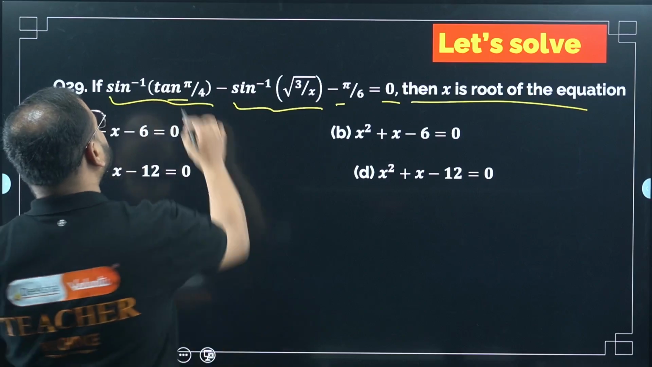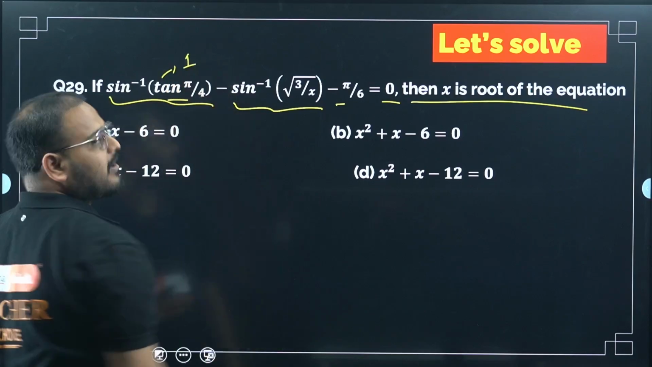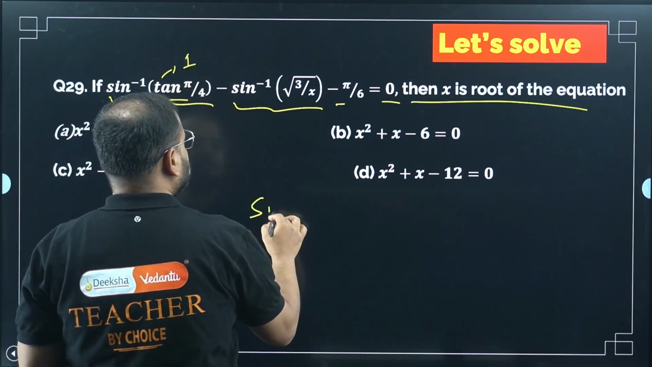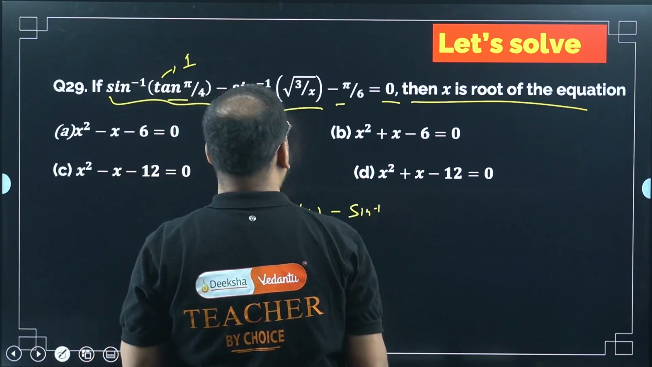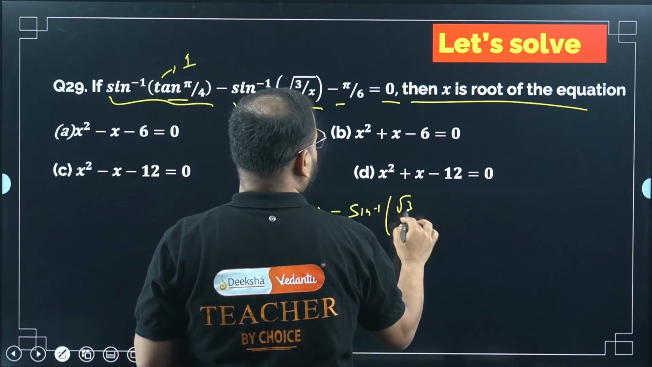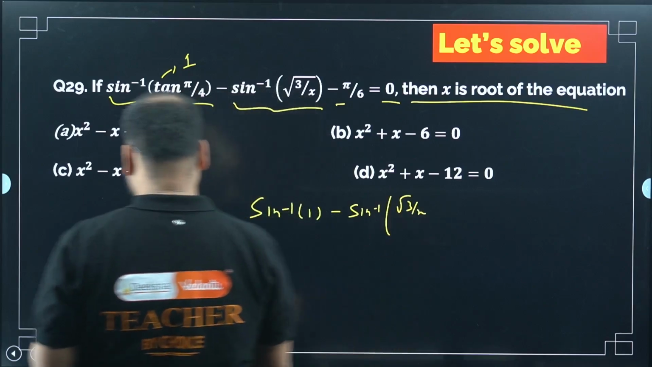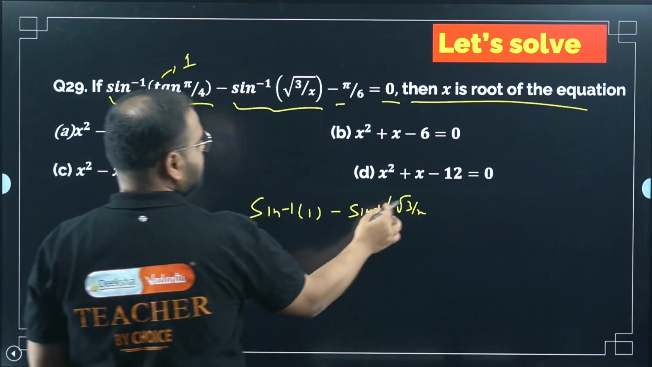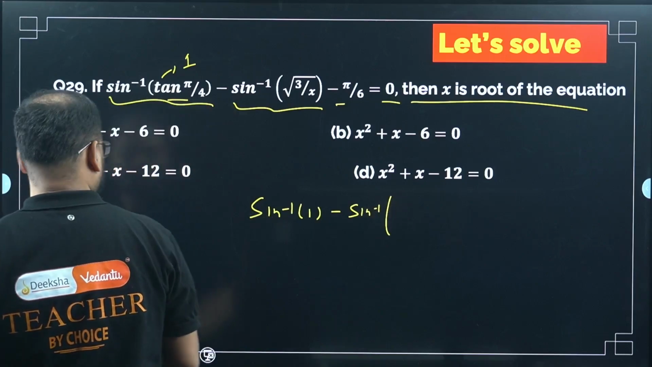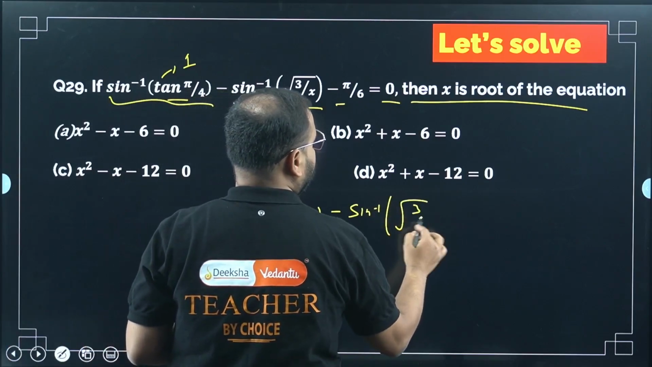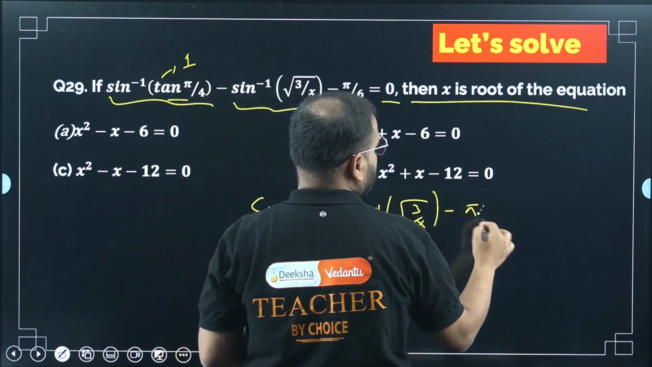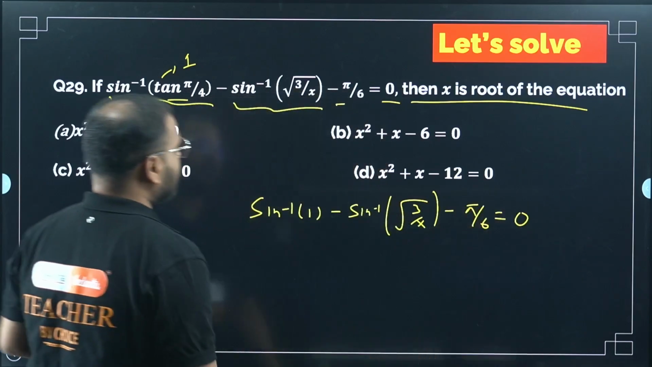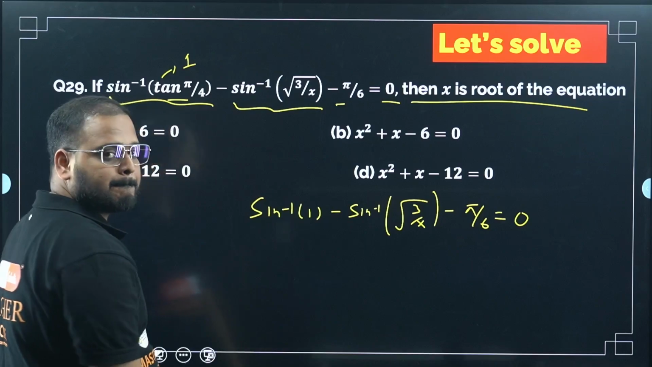What is tan pi by 4? Tan 45 is 1, so I can write this as sin inverse of 1 minus sin inverse of root 3 by x. This whole thing is in root, right? Let me rephrase it. Minus pi by 6 equal to 0. What is sin inverse of 1? Pi by 2.